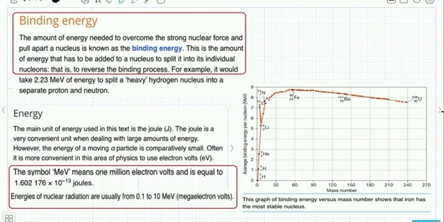All right, last section today is just looking at binding energy. Now this leads us into nuclear fusion and fission in our next lesson. It's all about the energy required to bind or split a nucleus. So the amount of energy needed to overcome the strong nuclear force and to split or pull apart a nucleus is called binding energy. It's really important. Now it's the amount of energy that has to be added to the nucleus to split it apart.